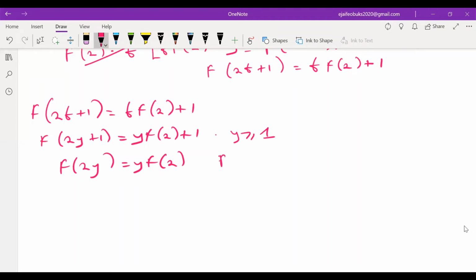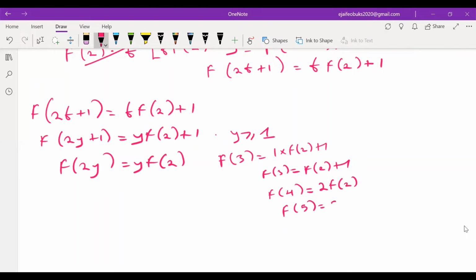For example, that means we know that f of 3 is 1 times f of 2 plus 1. So we know f of 3 is f of 2 plus 1. We know f of 4 is 2f of 2. We know f of 5 is 2f of 2 plus 1, and so on. So we know f of 2 is f of 2.